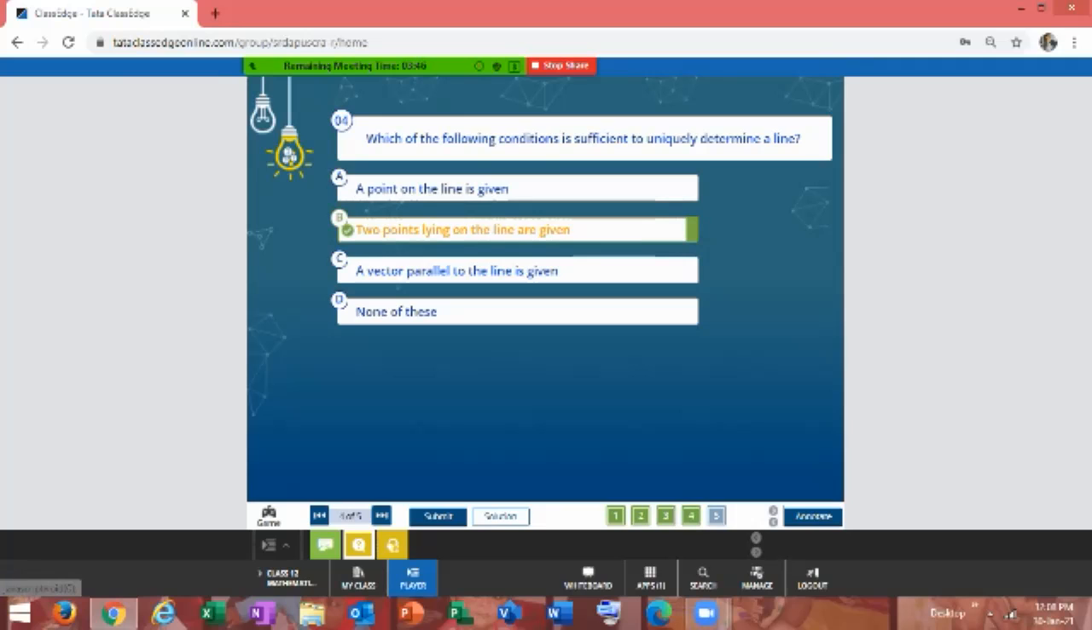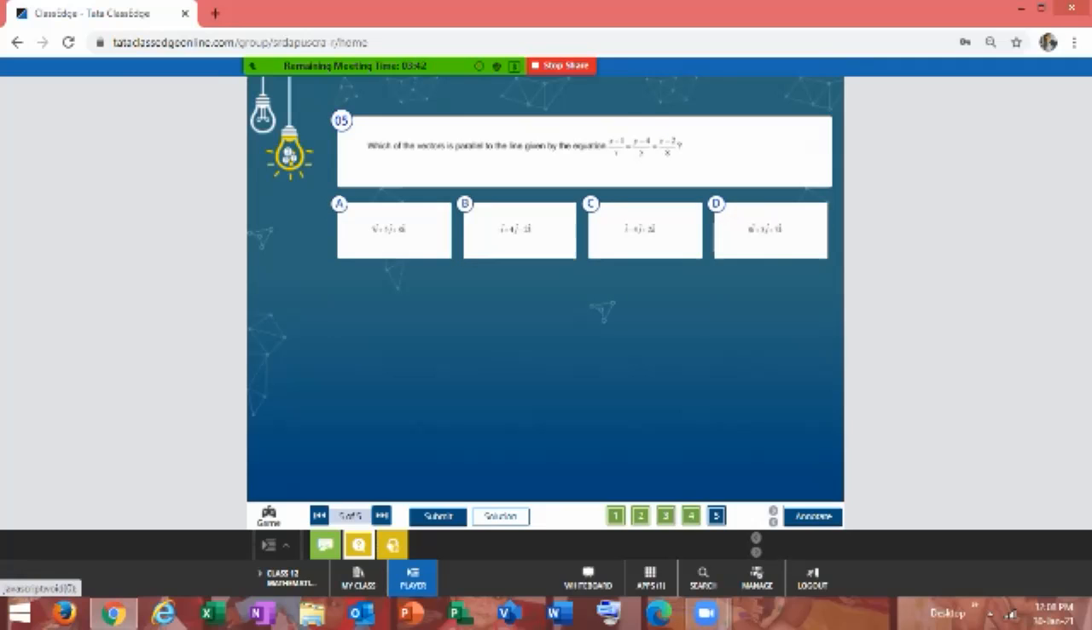Very right. Good. Now here is the last question of this. Which of the vectors is parallel to the line given by the equation on your screen? Please check. Which of the vectors is parallel to the line? Tell me the equation once. x minus 1 by 7 equals y minus 4 by 5 equals z minus 2 by 8. Yes, the lower part of it is 7, 5 and 8.